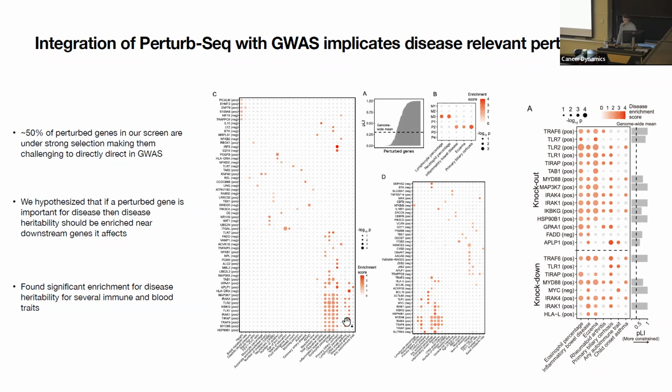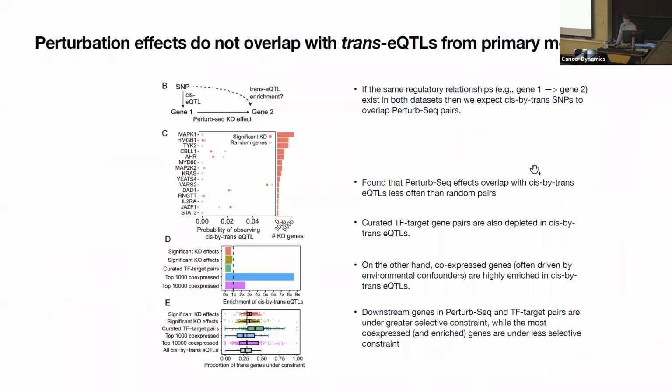In particular, we find a big block of enrichment in both the knockout and the knockdown screens for a lot of immune and blood composition type traits, which is good. This is, again, macrophages responding to LPS. We also wanted to know, staying in the realm of population genetic type analysis, if the regulatory relationships that we're learning are consistent with what could be learned from eQTL studies.